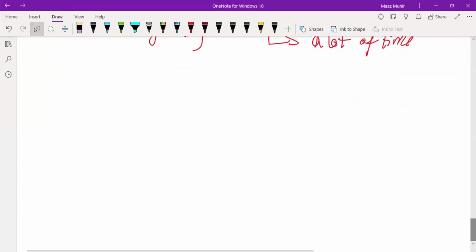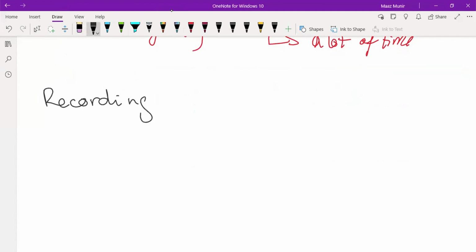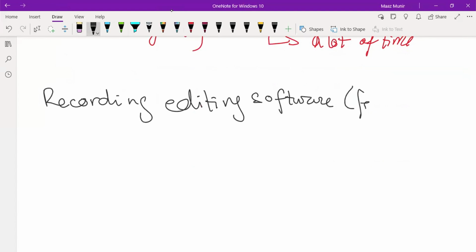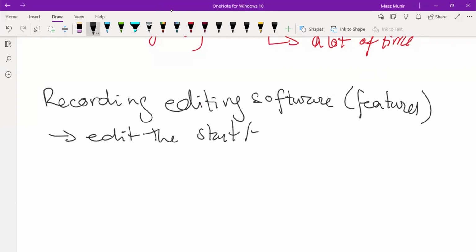Apart from this, you have one very minor thing left, which is a really, really easy thing. They say that recording editing software has several features. List some of the features. So, features of editing software. You just need to know that you could, let's say, edit the start or end part. You could delete a part of the video, delete a part of the sample.